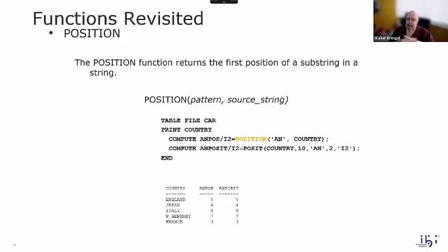Position. The older function was POSIT, and you want to see where in a string another string exists. So you can say position, show me the position where AN starts in the value of the country field. So before I said country length 10, I'm looking for AN, which is a length 2, and I want to return it in an integer 2 because it's going to give me the numeric position of where the string starts. So for England, we get 5 and 5, Japan 4 and 4, and so forth.